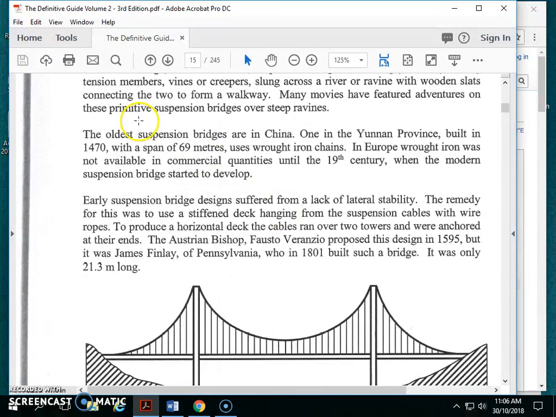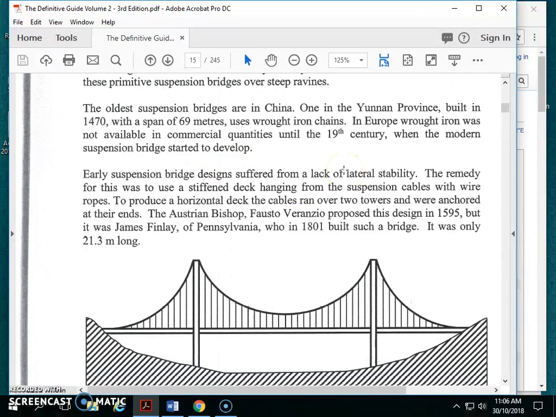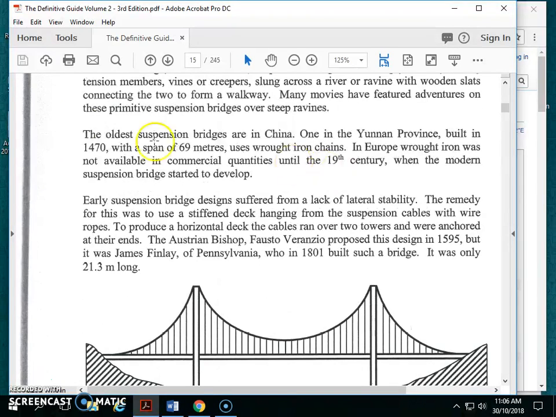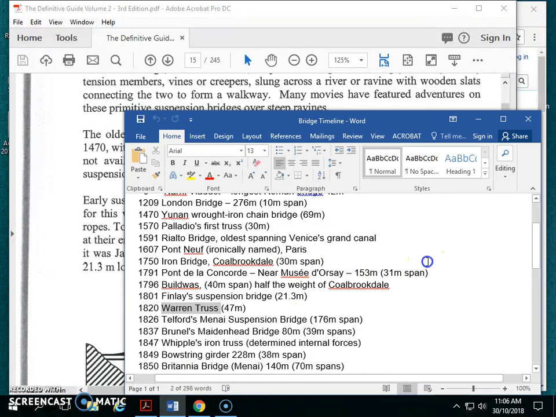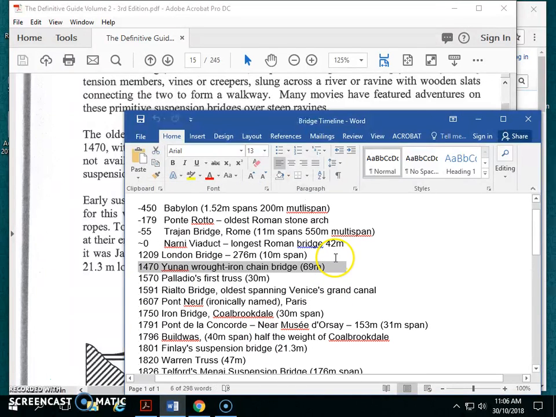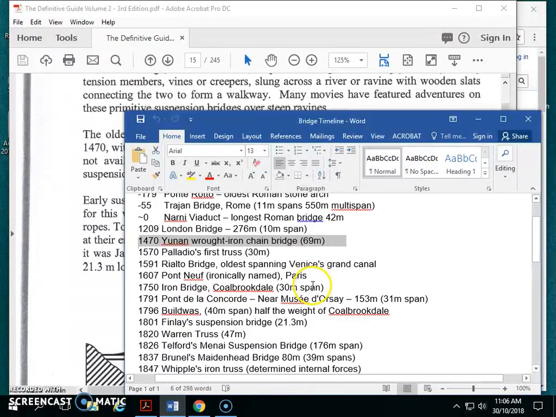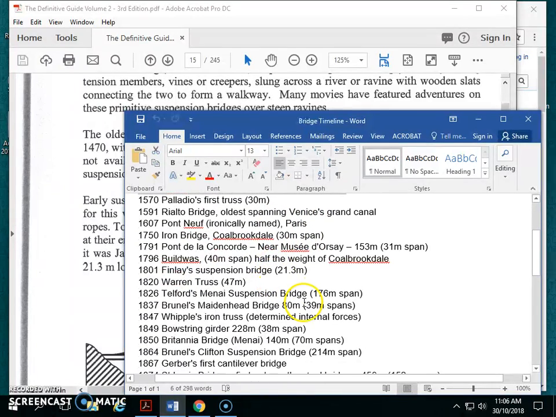Okay, so the oldest ones that are still around are in China, in Yunnan province. I did show you guys these ones before, and they were pretty long. At the time, they were the longest bridges in the world. These ones here we still have at 69 meters. Here we have Yunnan wrought iron bridges, which at the time were the longest bridges in the world. So it took quite a while until we get a bridge that's longer than that particular span.